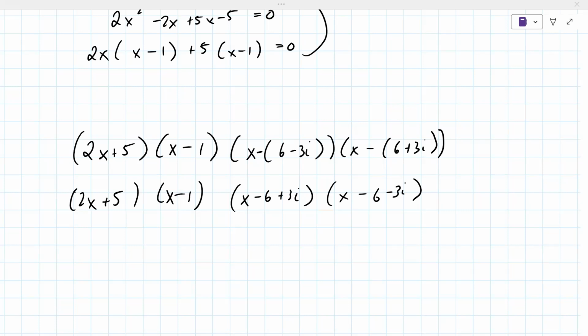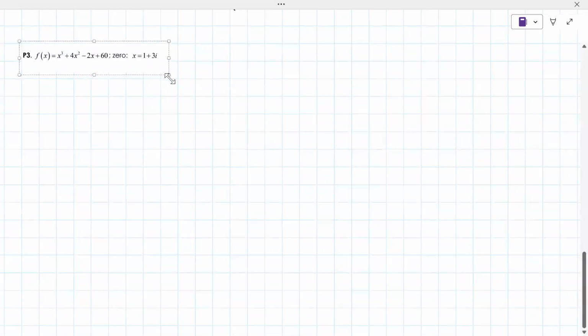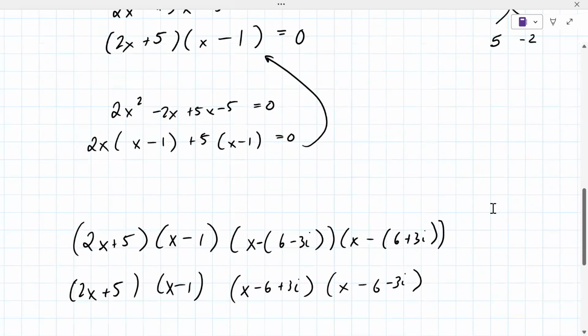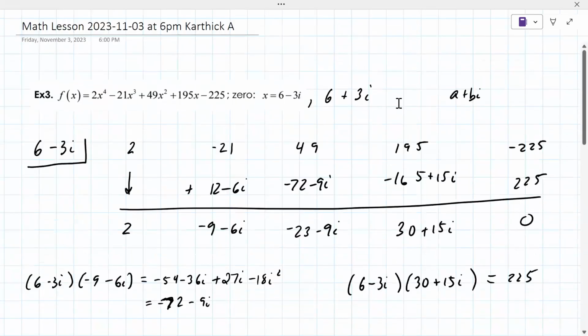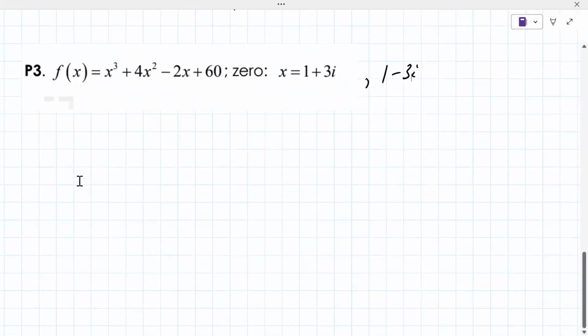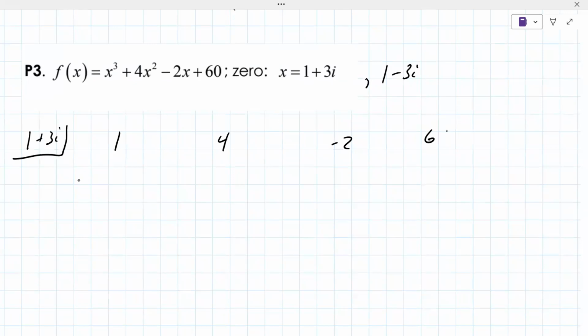Let me go ahead and grab a snip of it. Right, so again, those roots come in conjugate pairs, so it's also 1 minus 3i. I guess the small point is it might have been better to do the original one as 6 plus 3i instead of 6 minus 3i. That might have been slightly easier inside here. I don't know, I'm just throwing that out there as an idea. So we'll do 1 plus 3i. Then you've got a 1, a 4, a negative 2, and a 60.